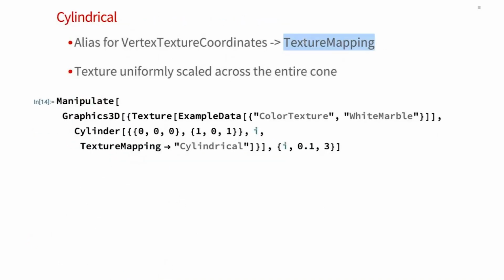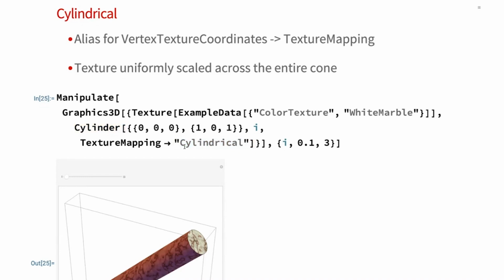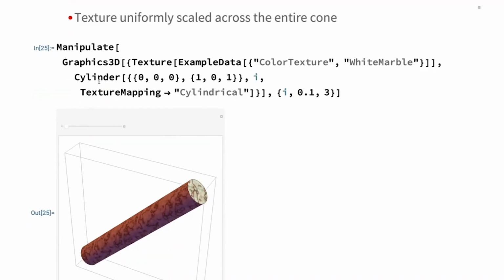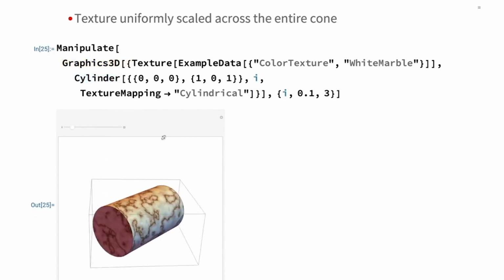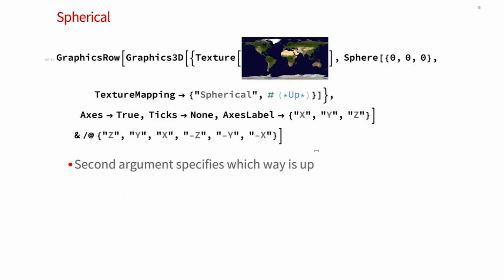One of the things we've also introduced here is an alias for vertex texture coordinates called texture mapping. So for instance, you can also say I'd like a cylindrical mapping for a cylinder and some other primitives. And here you can see an example of this. It's mapped this texture across the cylinder. We also support spherical mapping.